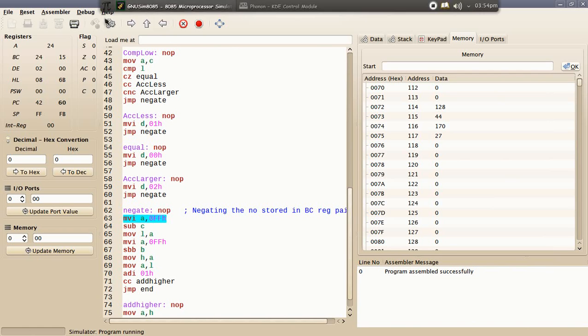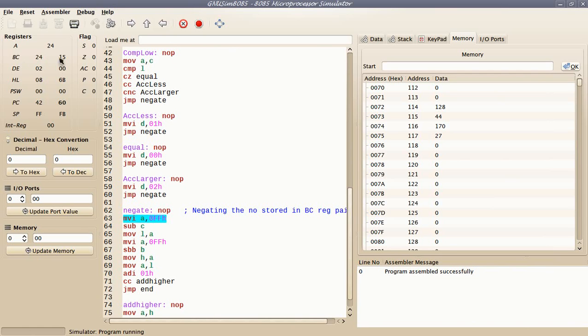I am finding the negation of this number stored in BC register. So subtracting the lower byte from the number FF, and I have stored the result in L register. Now subtracting the higher byte from number FF, and I have stored the result in H register.